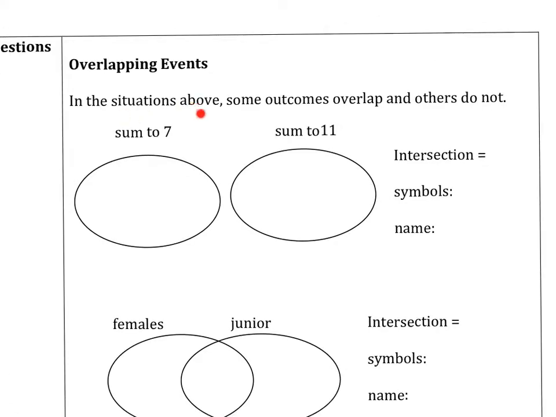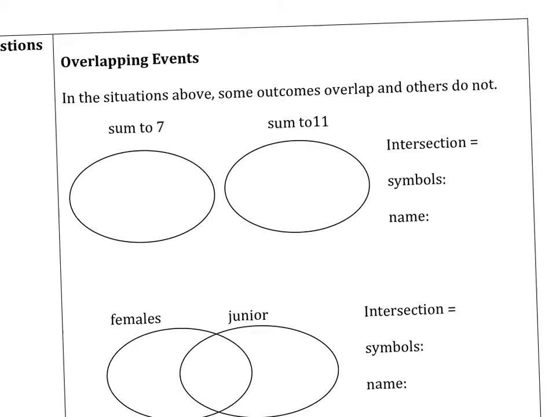In the situations above, about summing dice and about looking at data in a classroom, some outcomes overlap and some do not. So let's take a gander here. These sum to 7, these sum to 11, which means there's never a time when both of them occur at the same time, okay?